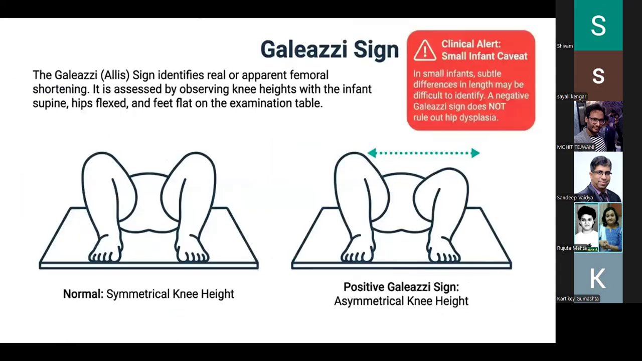Galeazzi sign. The Galeazzi or Ellis sign identifies real or apparent femoral shortening. It is assessed by observing knee heights with the infant supine, hips flexed, and feet flat on the examination table. In normal hips, there is symmetrical knee height. The Galeazzi sign is positive when there is asymmetrical knee height. In a small infant, a subtle difference in length may be difficult to identify. A negative Galeazzi sign does not rule out hip dysplasia.